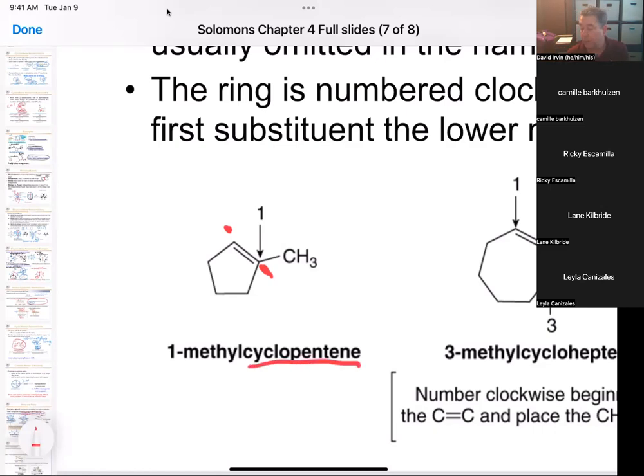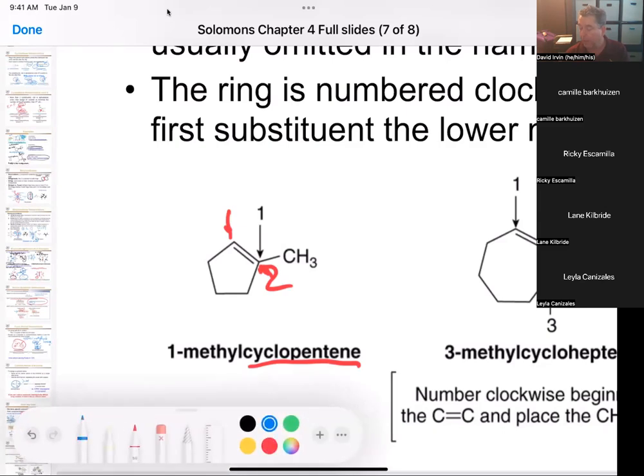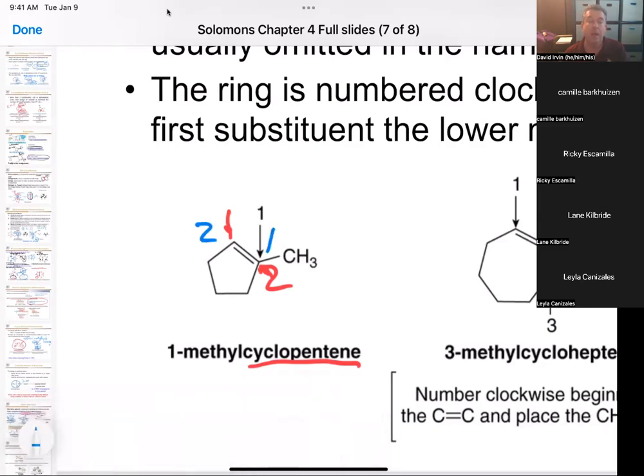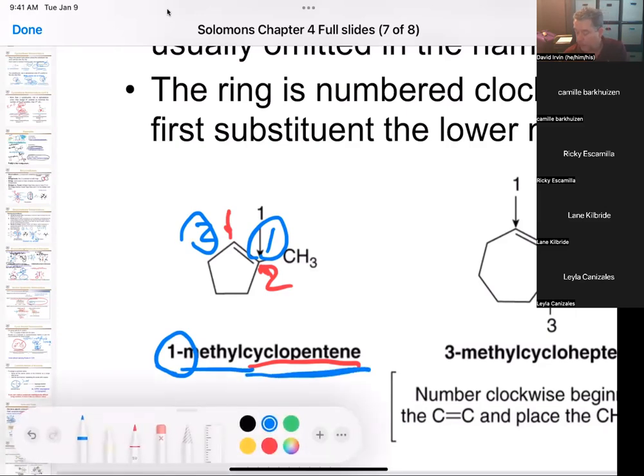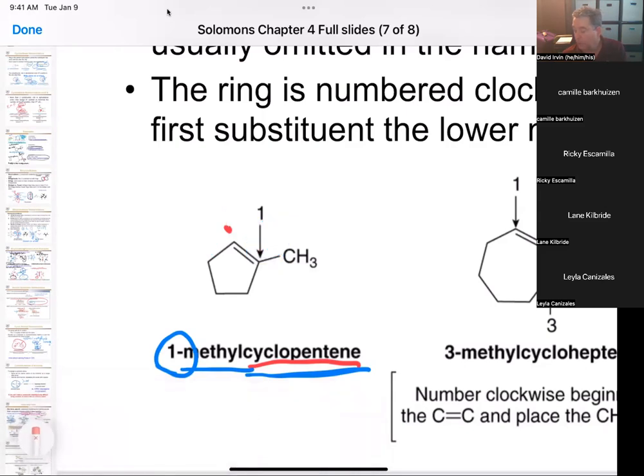Now, if we number from this side 1 and 2, we have a choice. We can say that can be 1 and 2, or we can say it's 1 and 2. Now, we choose the blue numbering, the second numbering system here, because that puts the substituent on the lowest number. So that gives us 1-methylcyclopentene. What if we had it a little different? What if we changed it to something else?